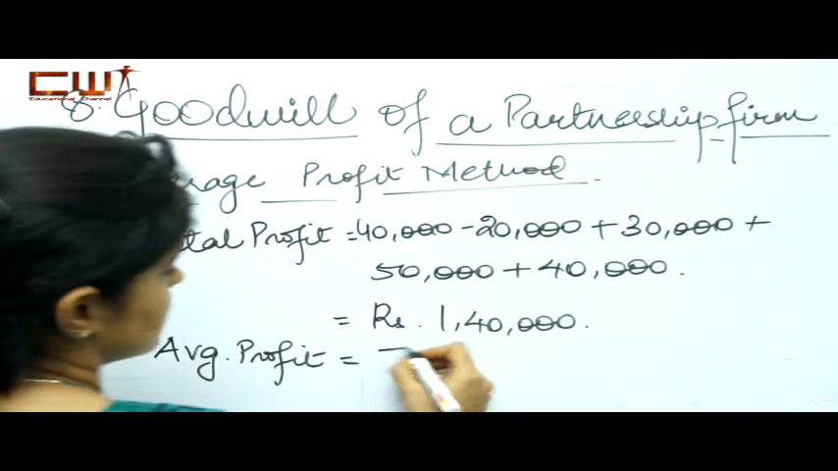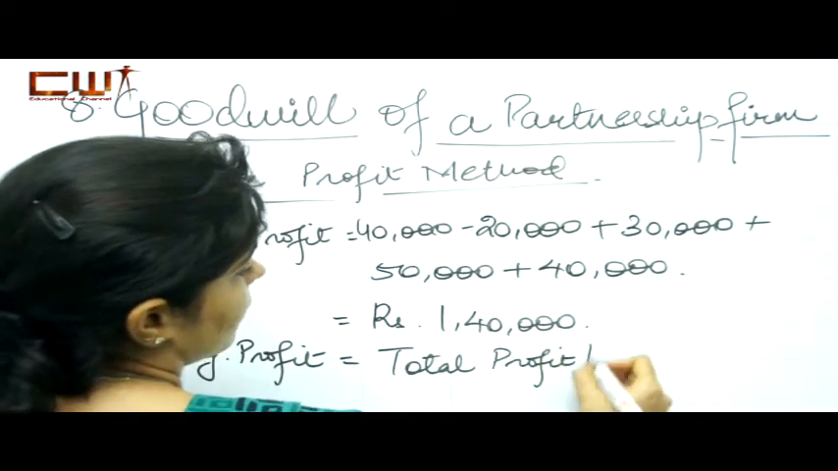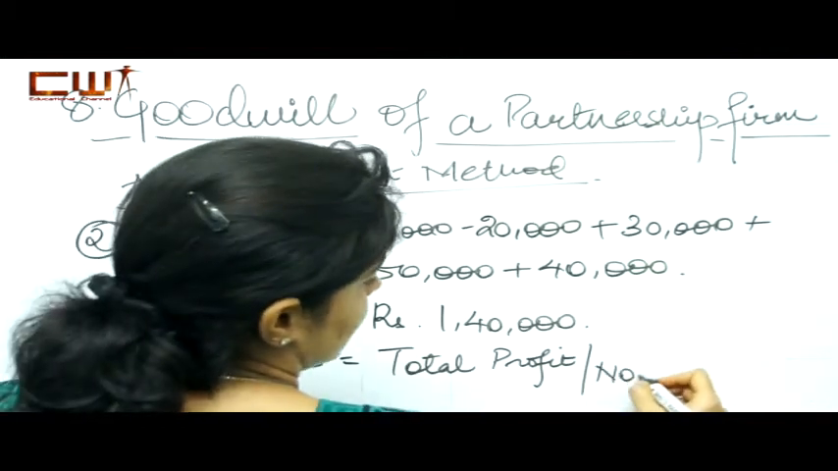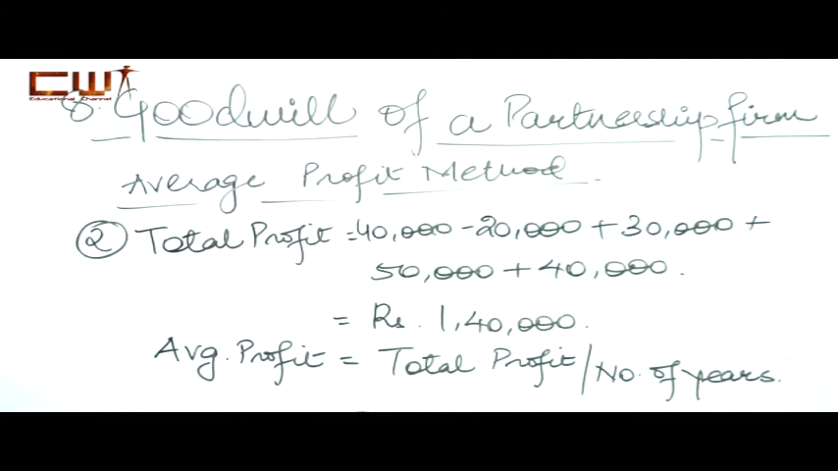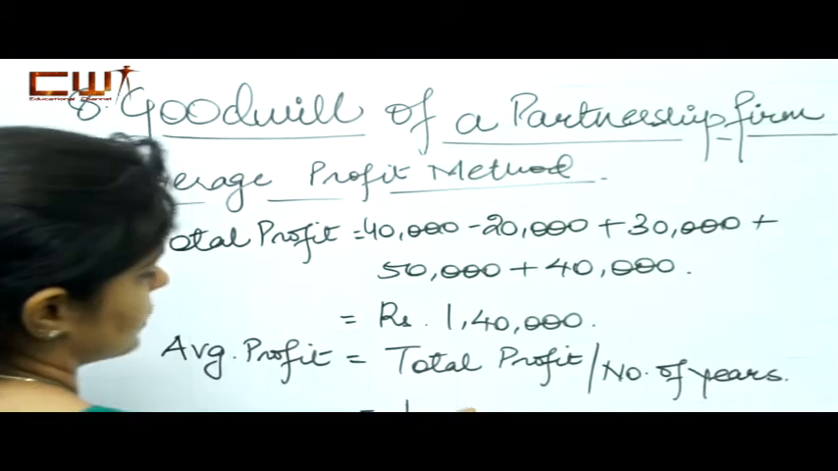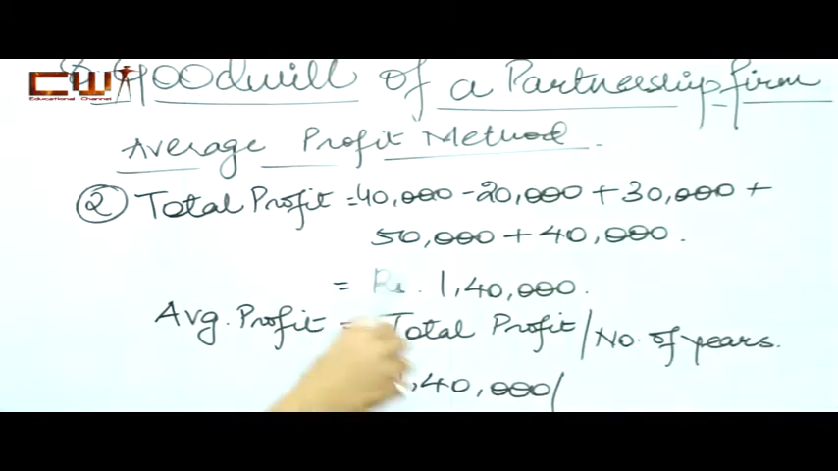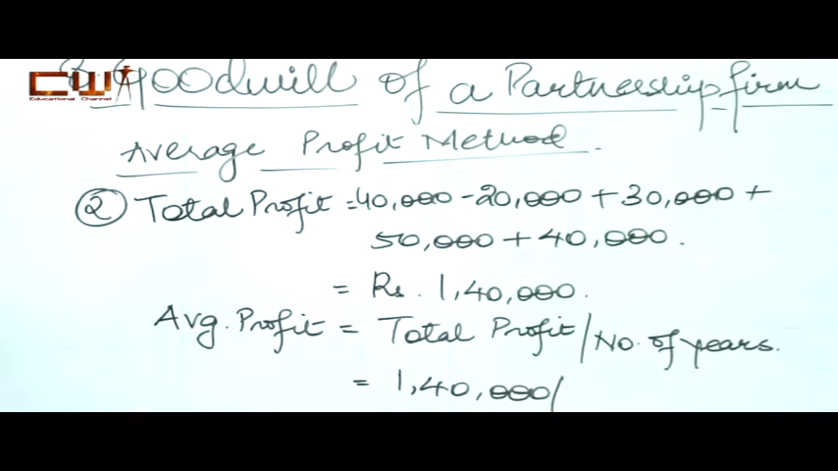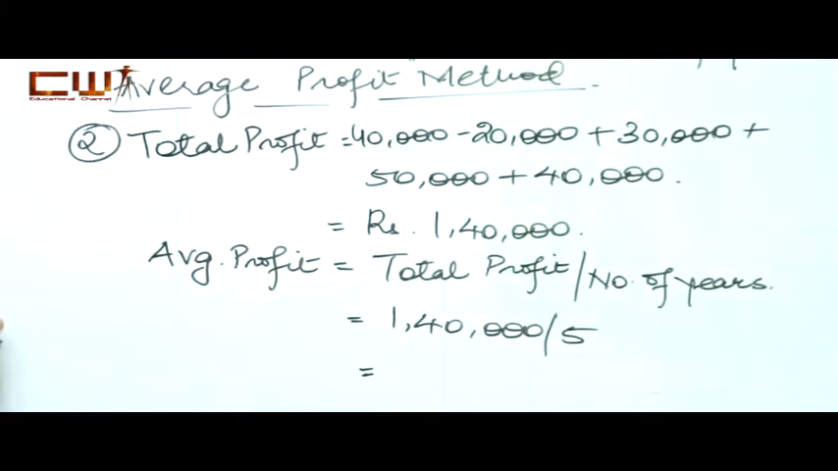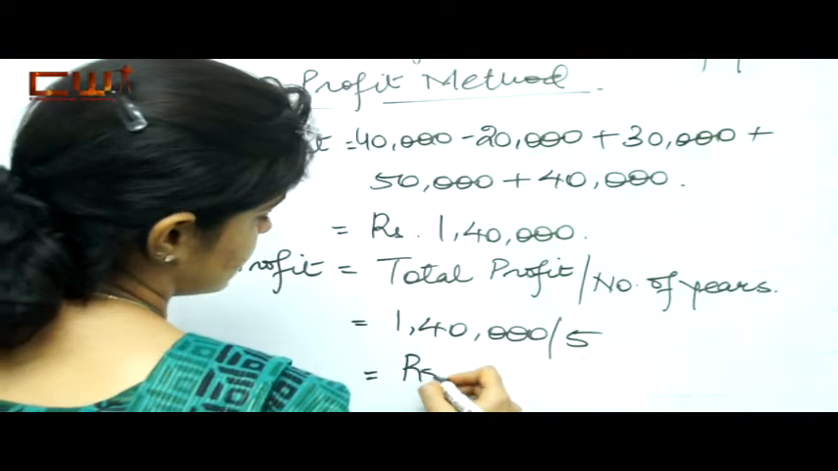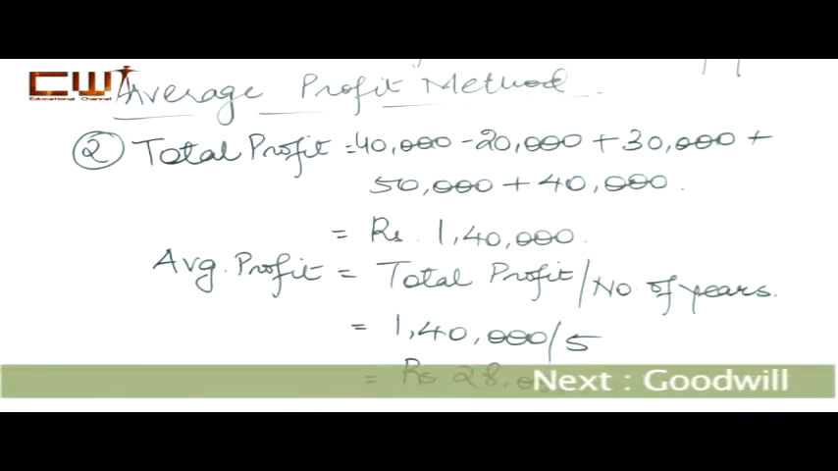Average profit is total profit divided by number of years, right? Total profit divided by number of years. What is the total profit? 1,40,000 is the total profit. Number of years means for how many years they have earned this 1,40,000? 5 years. So 1,40,000 divided by 5 will be rupees 28,000. This is the average profit you have got.